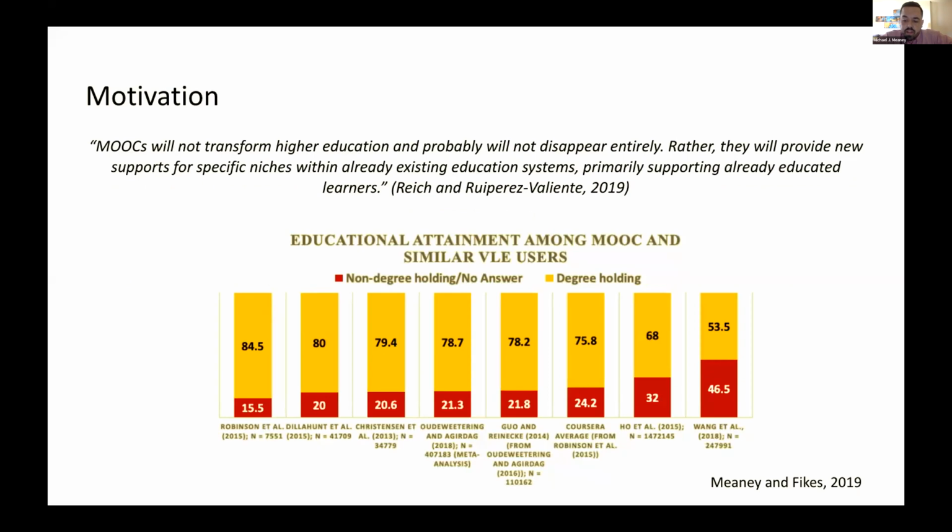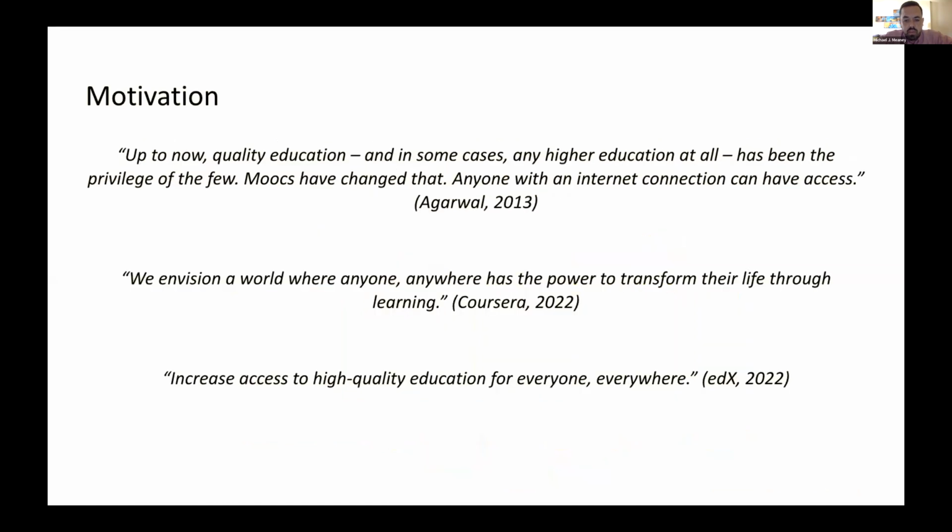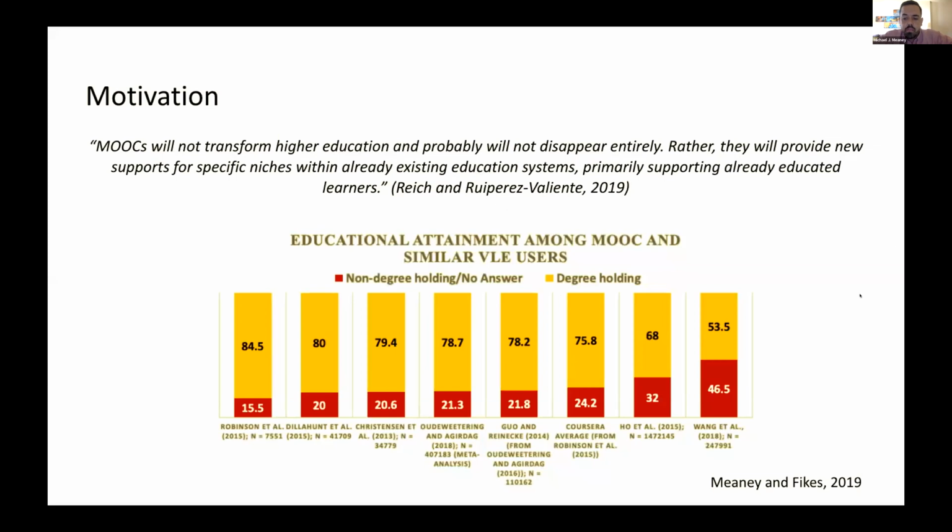And then some work that I shared at LAC a few years ago was a compendium of a bunch of different data sets across a bunch of studies of MOOCs, looking at the educational attainment of those users. Well over 70% of users on average already held a tertiary degree when they enrolled and engaged with MOOCs. And so this is quite a different portrait from what the original aspiration was.